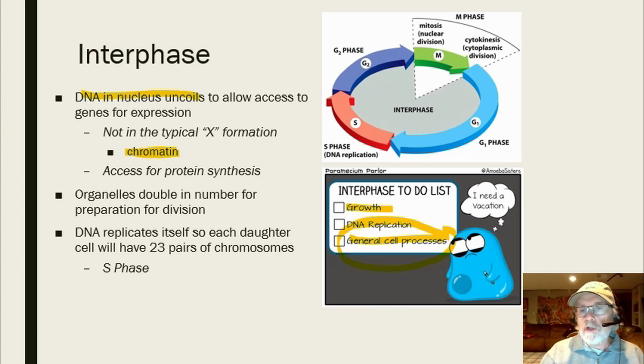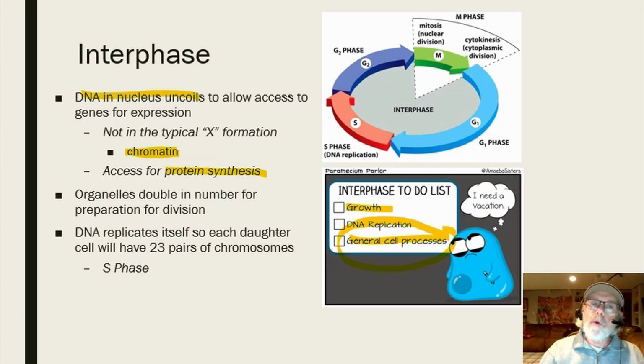So if you looked at the nucleus, and I'll be in the lab, there'll be some cells that you'll see with nuclei. If you look at the nuclei, you don't see that chromosomal X pattern, but you see sort of a clumpy thing in there. And again, that's called the chromatin. This is for protein synthesis to occur. It allows access to the genes because the genes have the code to make a protein.